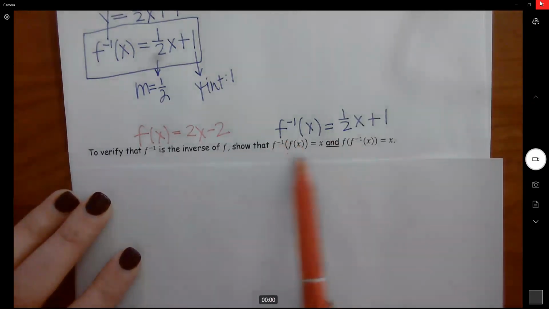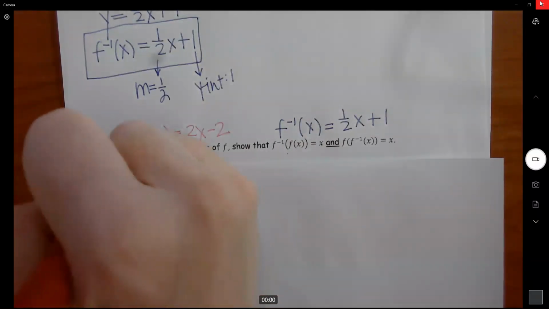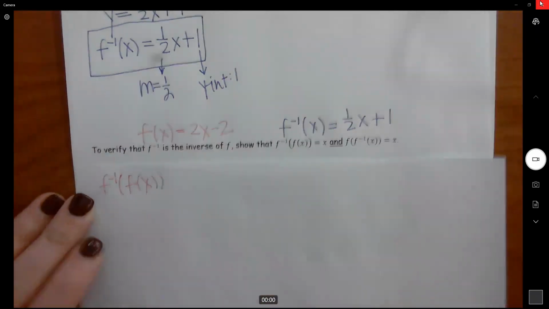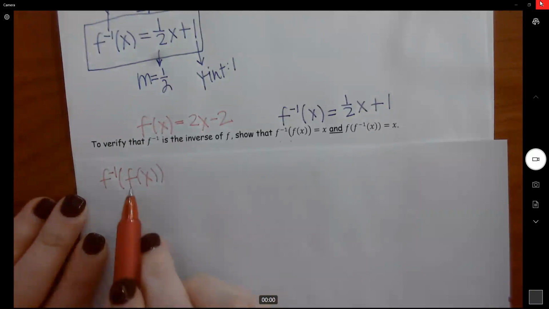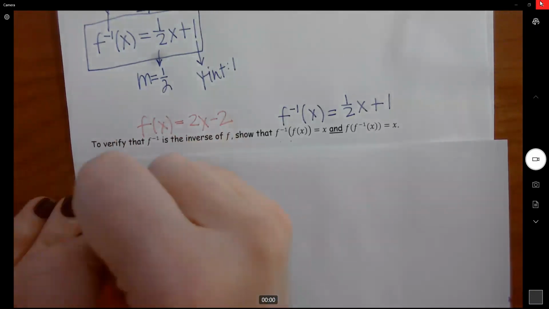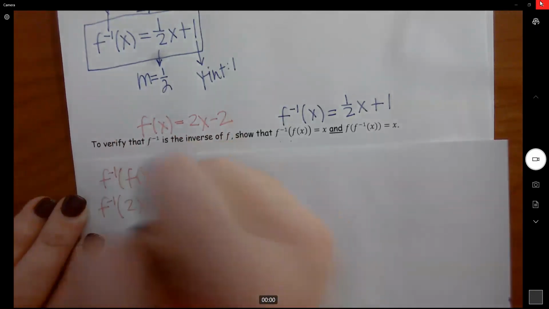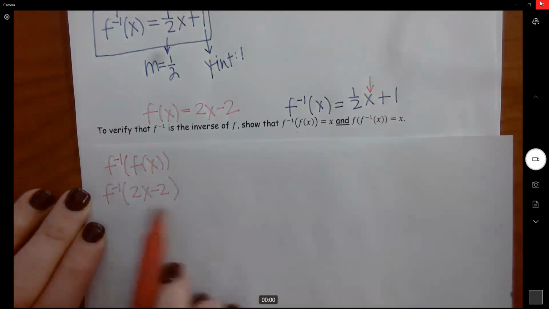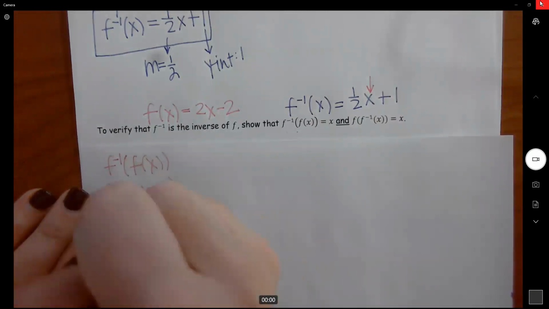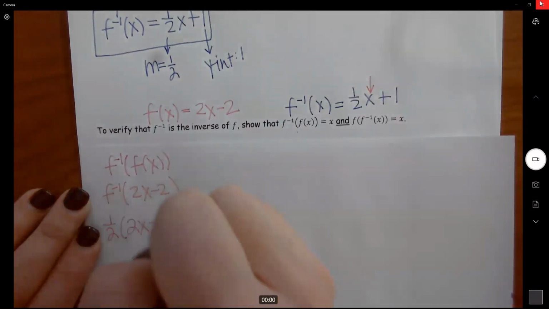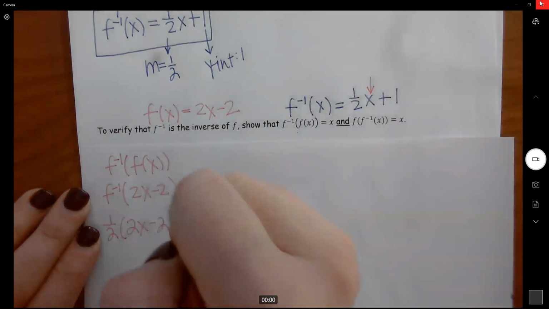So if I start with this one here, we have f inverse of f of x. Replace our stuff. What does my f of x equal? Equals 2x minus 2. And now take your function and where you see an x, replace it with 2x minus 2. So I'm going to have 1/2 times, in place of this x, I have 2x minus 2, and then plus 1 on the outside.